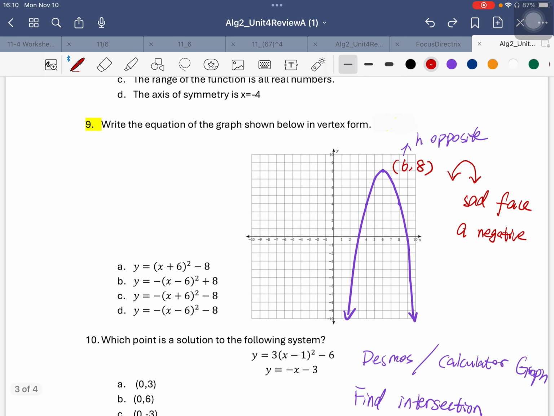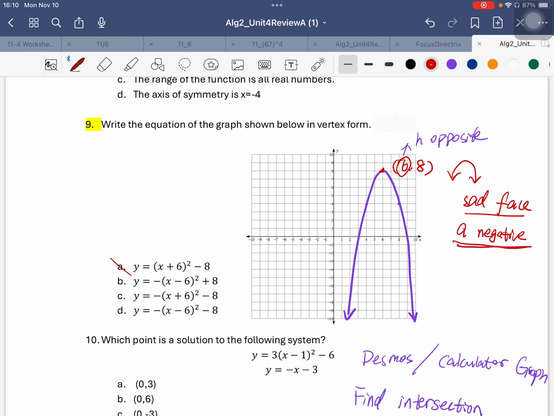Okay, question 9. Write the equation of the graph in vertex form. Let's find the vertex. The vertex is (6, 8). It's facing down, so it's a sad face. A must be negative. Look at answer choices A, B, C, D. A must be negative, and my h must be the opposite.